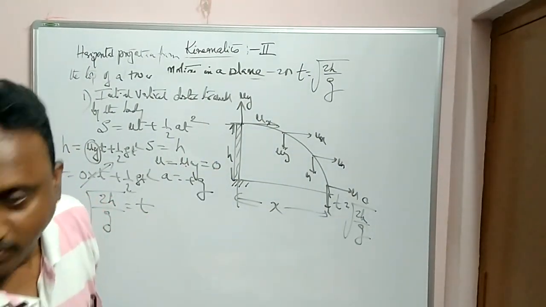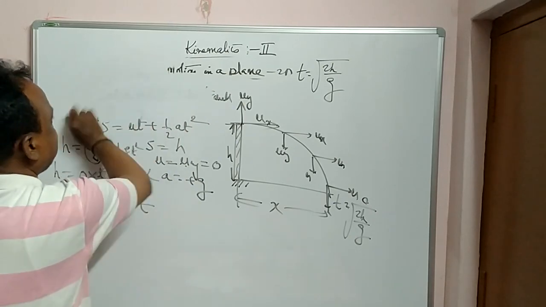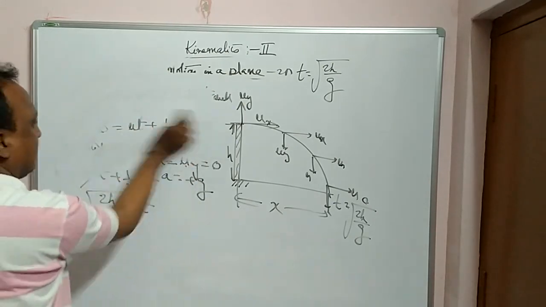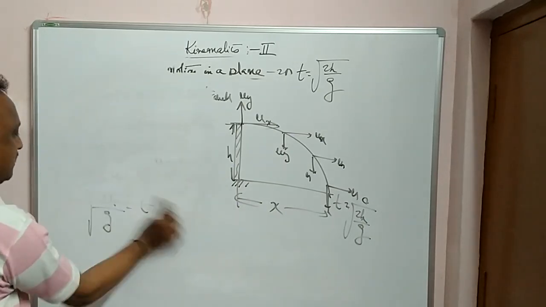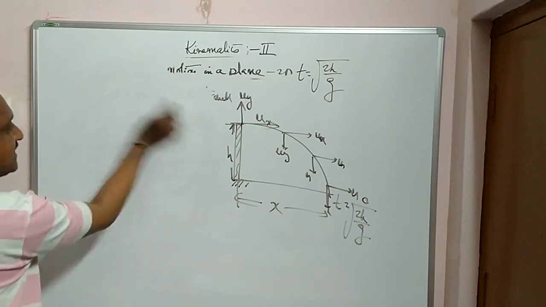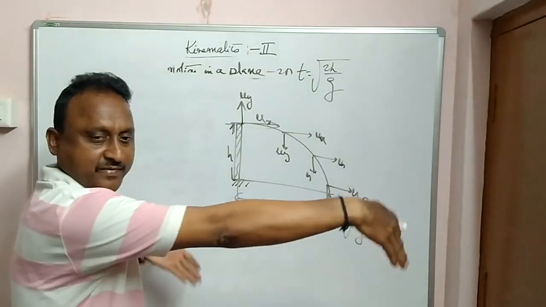But before reaching the ground, what is the maximum height reached? That also you have to calculate. See here. So it has reached at a time what? 2h by g. Clear? But before reaching here, it will travel maximum range.